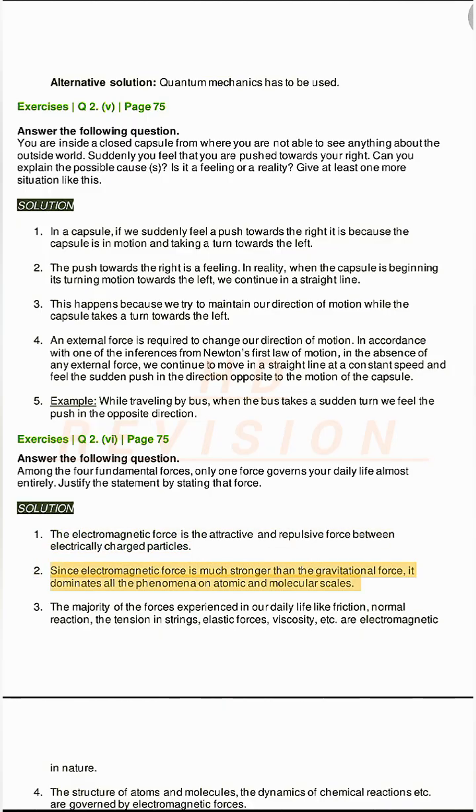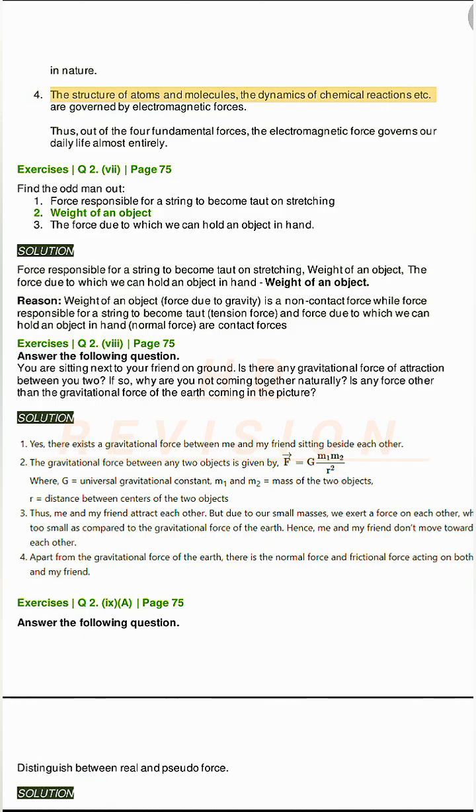Since electromagnetic force is much stronger than the gravitational force, it dominates all the phenomena on atomic and molecular scales. 3. The majority of the forces experienced in our daily life, like friction, normal reaction, the tension in strings, elastic forces, viscosity, etc., are electromagnetic in nature. 4. The structure of atoms and molecules, the dynamics of chemical reactions, etc., are governed by electromagnetic forces. Thus, out of the four fundamental forces, the electromagnetic force governs our daily life almost entirely.